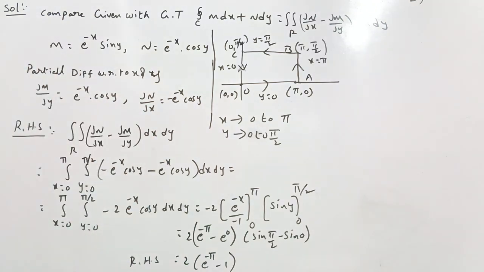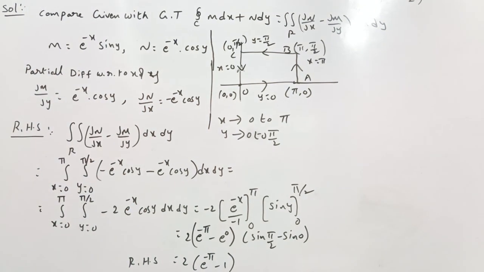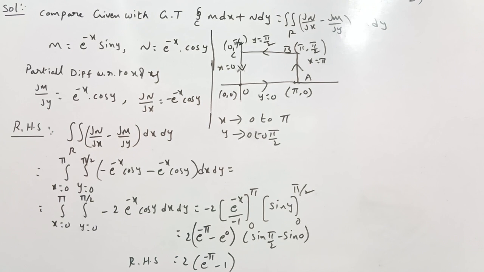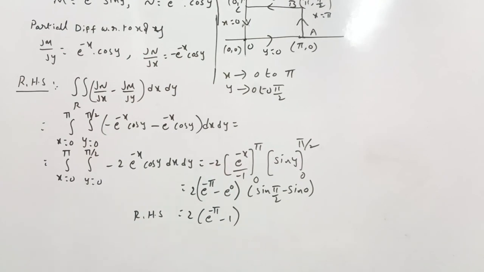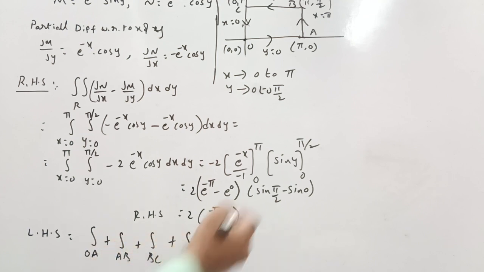Correct? Now what do you have to find? We have to find the LHS. What will the LHS give here? LHS will give you the integral along OA plus the integral along AB plus the integral along BC plus the integral along CO. You have to integrate in four directions. If you integrate in all 4 directions, you have to get 2 e power minus pi minus 1. That we'll see whether we get or not.